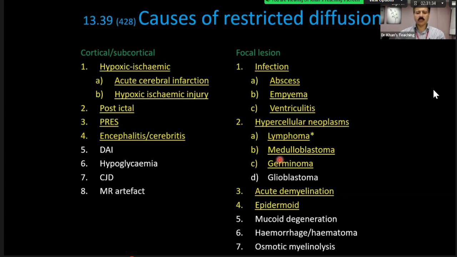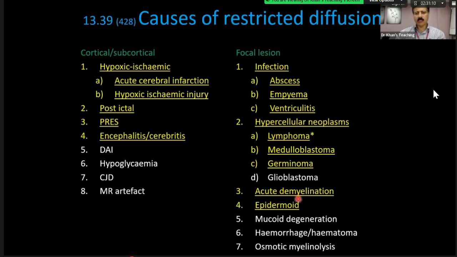Please remember the take-home point, which is that in an abscess, the central part, which is the pus part, which is the liquefied part, will show restricted diffusion, while in a tumor, the solid part will show restricted diffusion. And this question has been asked in the exam many, many times.